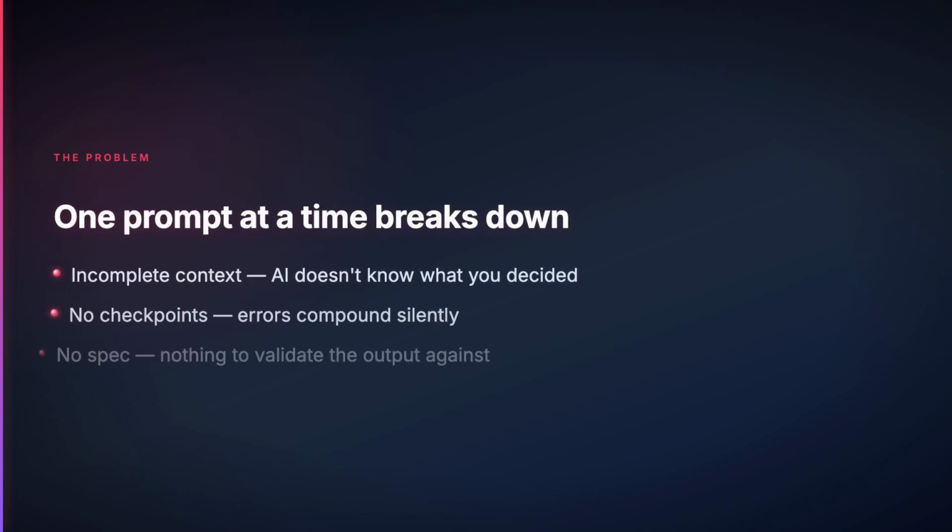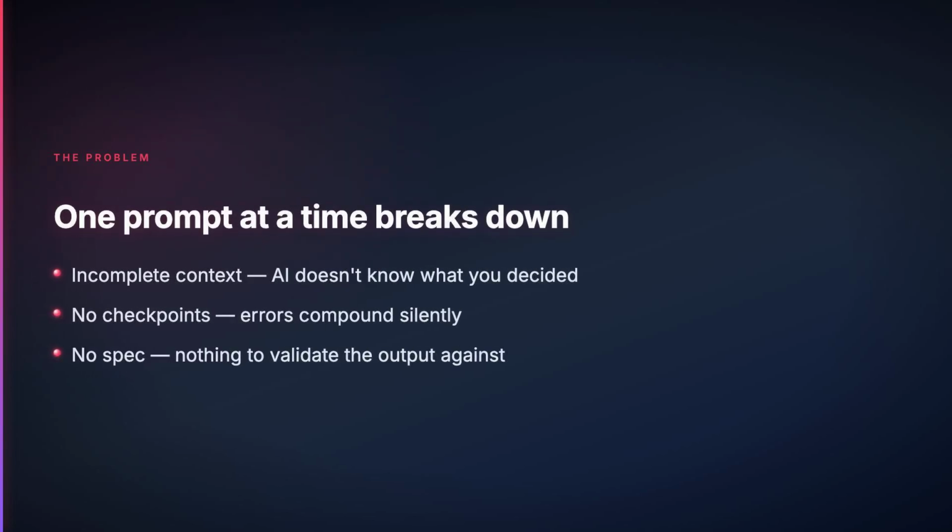When you use AI one prompt at a time, a few things happen. The context is always incomplete. The AI doesn't know your code base, your constraints, or what you already decided. There are no checkpoints, so errors compound silently. And there's no spec to validate against, so you can't tell if what you got is actually correct. The output looks right, until it doesn't.